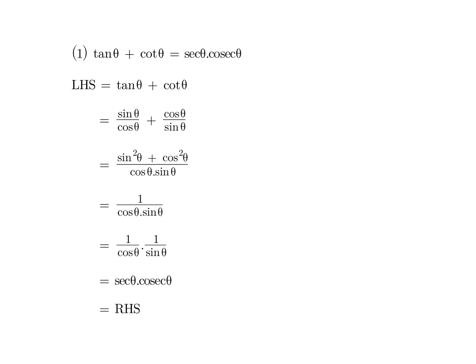Now, one of our first trig identities is that sine squared plus cos squared equals 1. So now I split those two as a multiple, and I get 1 over cos theta times 1 over sine theta, and that is sec theta times cosec theta, which is the right-hand side, which is what I was asked to prove.